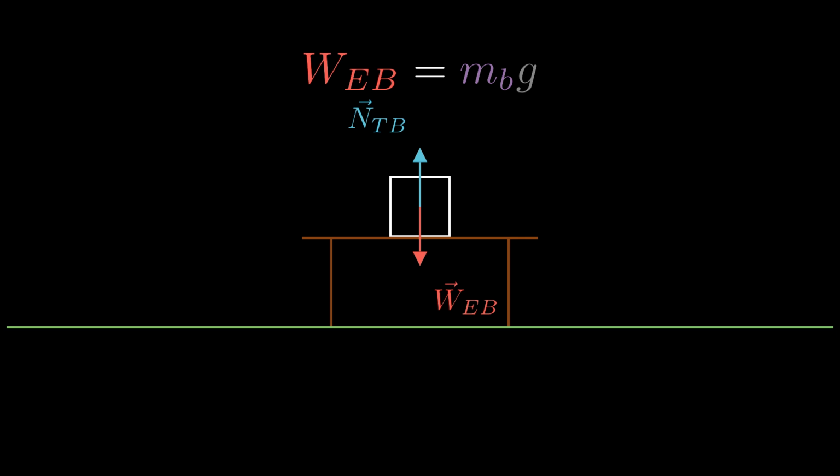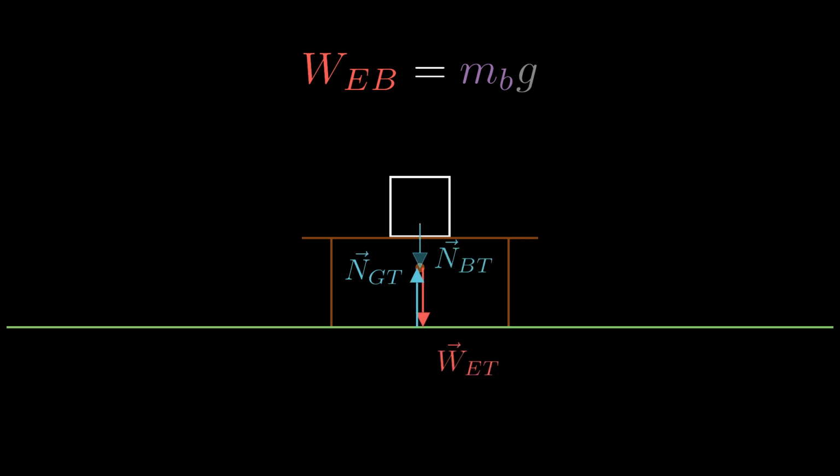The second system is the table. It also has a weight force, but now it feels two normal forces, one from the ground and one from the box. If we combine these two systems into one big system, then the internal normal forces cancel out. Since they're no longer external to the system, we don't consider them anymore, and now we just have the two weight forces and the normal force from the ground.